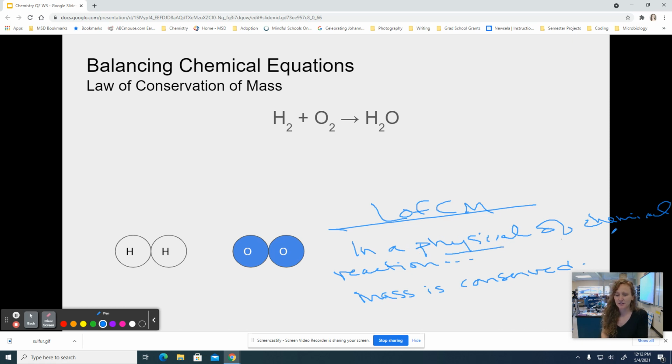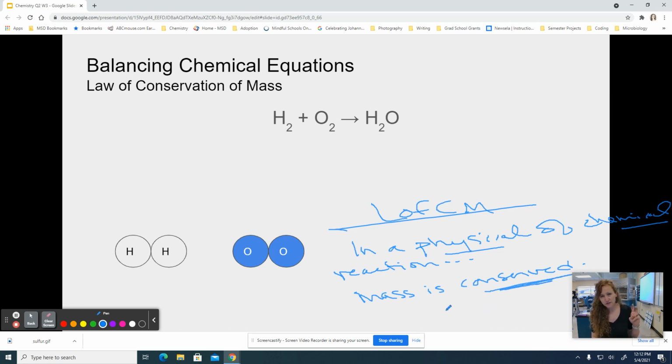Notice it's in a physical or chemical reaction. So the law of conservation of mass is actually not true in a nuclear reaction. In a nuclear reaction, there is another law called the law of conservation of mass and energy. So it's actually only true for physical and chemical reactions. And what it states is that mass is conserved.